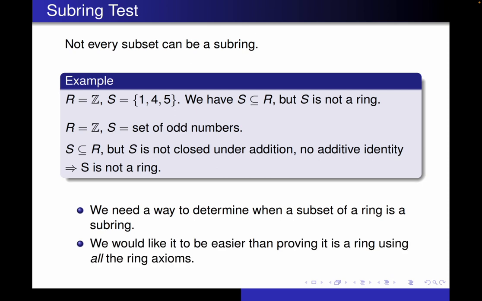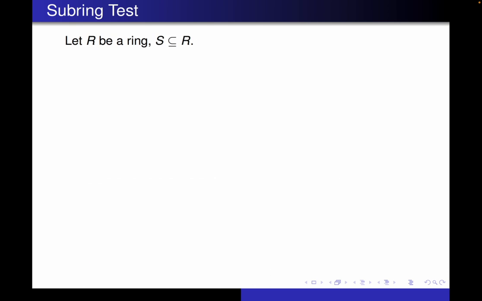And we would not want to go through all the ring axioms to prove it. There are a ton of ring axioms. It would be nice if we could somehow make it a little bit more efficient. So let's suppose we have R a ring. Suppose we have a subset S of R. And let's think about all the things that we would in principle have to prove about S to prove that it is a subring using the ring axioms.